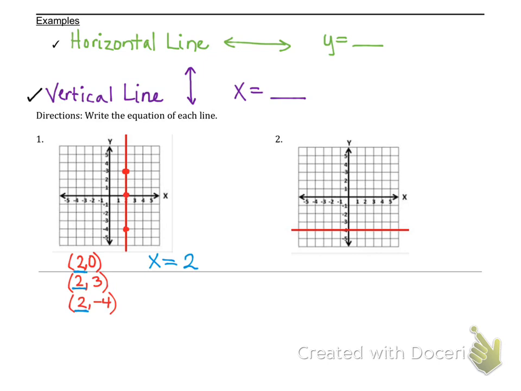Let's try the same thing with number 2. I'm going to find 4 points. So here's my first one, which is 0, negative 4. I'm going to pick this point right here, which is 3, negative 4. And then one more point all the way to the left, I'm going to pick negative 5, negative 4.